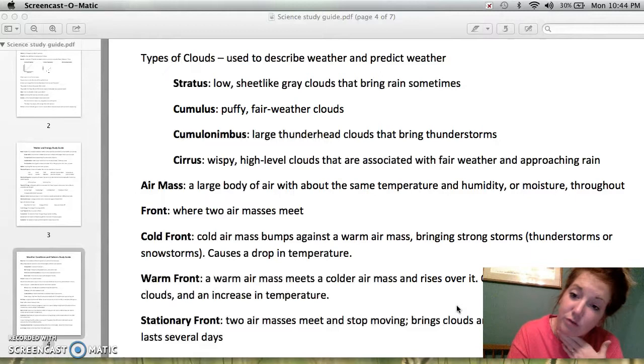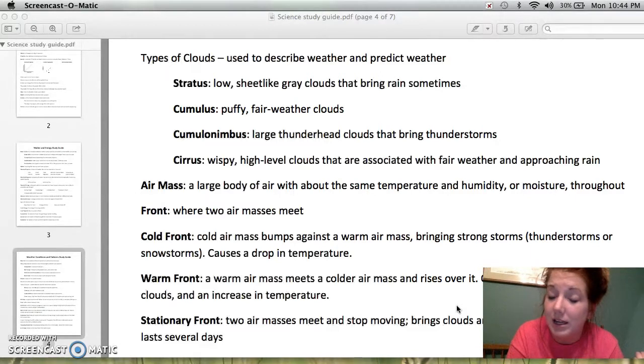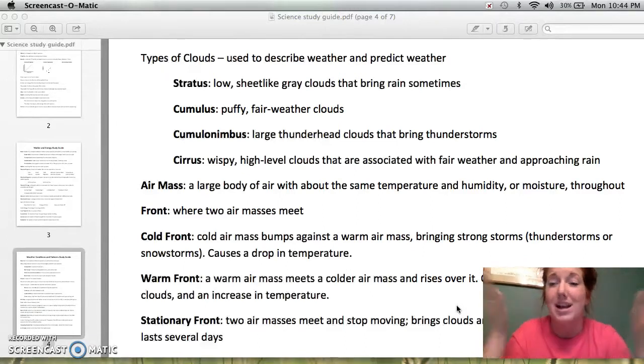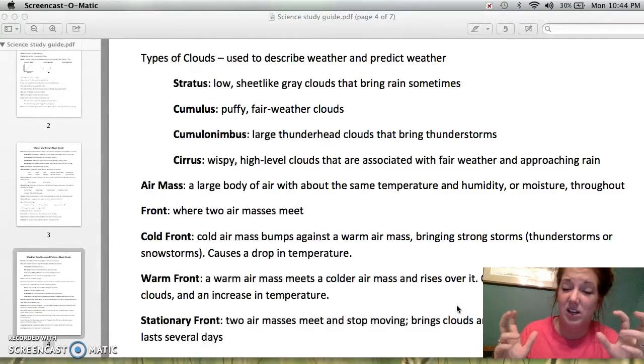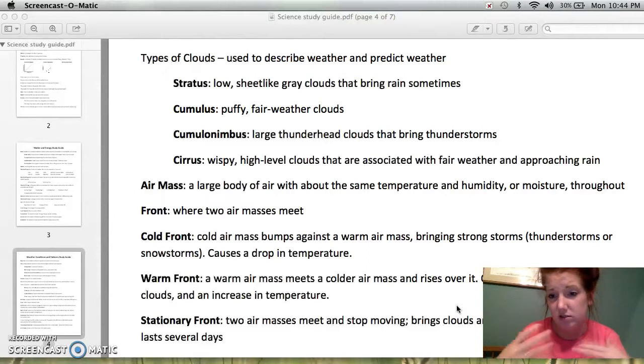A stationary front. Stationary means still, like stop. Stationary bike, if you've heard of that, like bikes you can pedal. A stationary bike, like an exercise bike, stays in one place and people use it for exercise. It doesn't move. It doesn't have actual wheels that move. It stays in place. So a stationary front is where two air masses meet and stop moving.